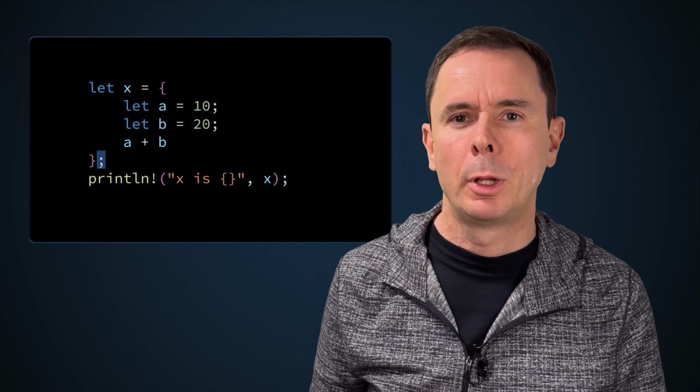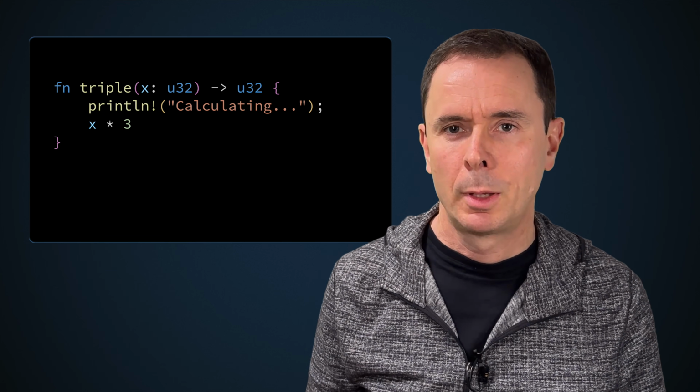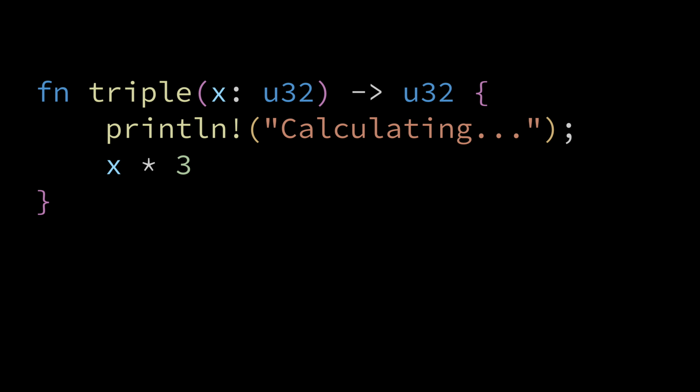This idea that a block can result in a value also applies to the function body. This function takes a U32 called x and returns a U32. The return type is written after the arrow. Parameter types and return types for functions must always be declared explicitly. The value returned by this function is the final expression in the function body, x times 3. Again, no semicolon after that final expression.